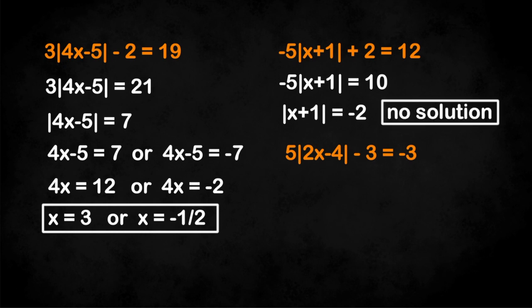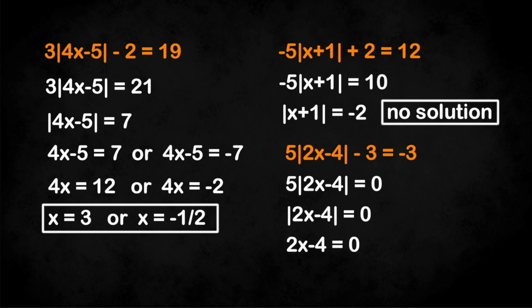For the next example, we can add 3 to both sides, and then divide both sides by 5 to get the absolute value of 2x minus 4 is equal to 0. We can rewrite this as one equation, 2x minus 4 is equal to 0. We can now add 4 to both sides and divide by 2 to get x is equal to 2.